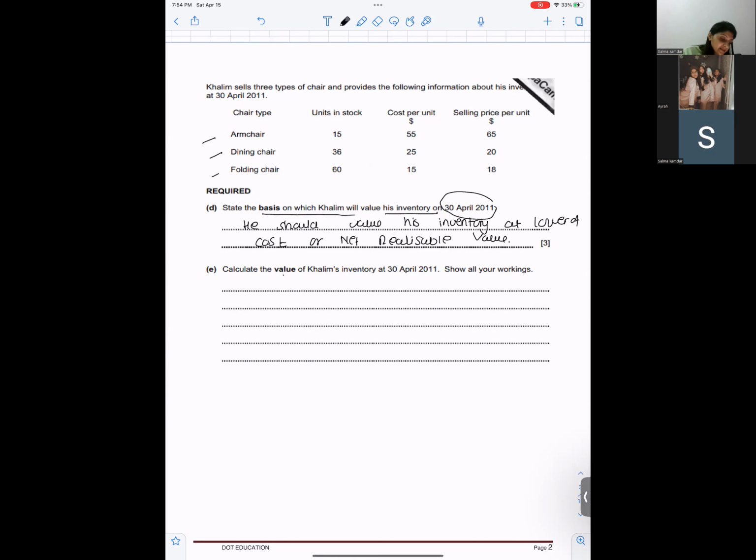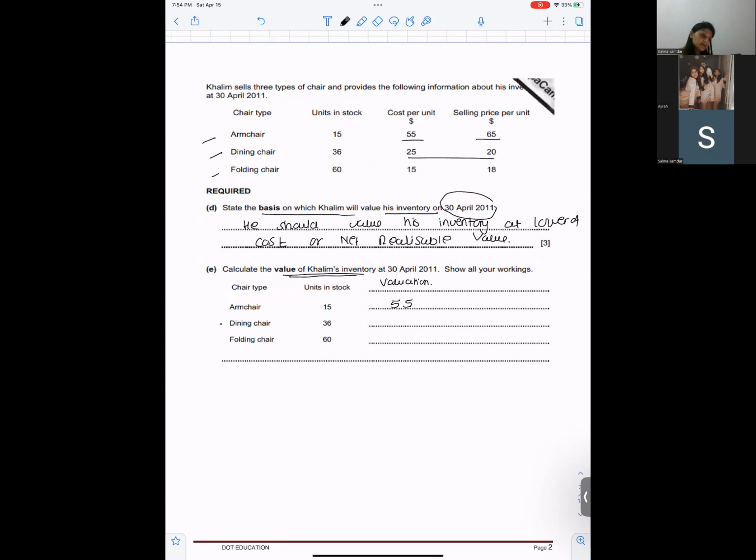Now you have to value Khalil's inventory. How will you value it? You will take the chair type first, then multiply the units by the cost or selling price, whichever is lower. Then you will do that for all of them and add them up. For armchair, I will value at 55. For dining chair, I will value at 25. For folding chair, I will value at 15.